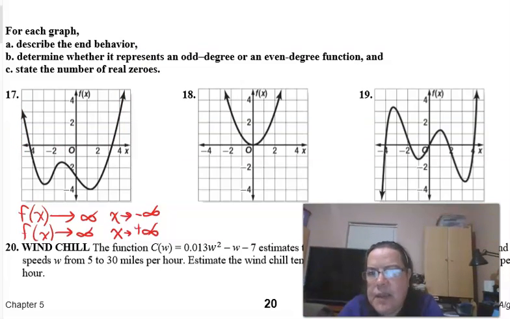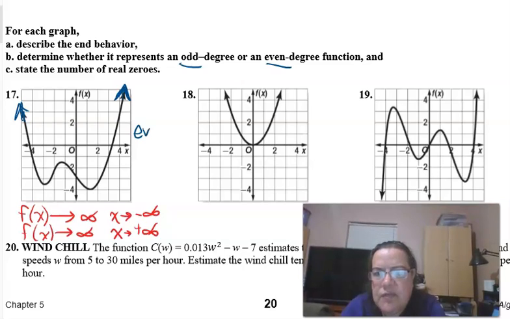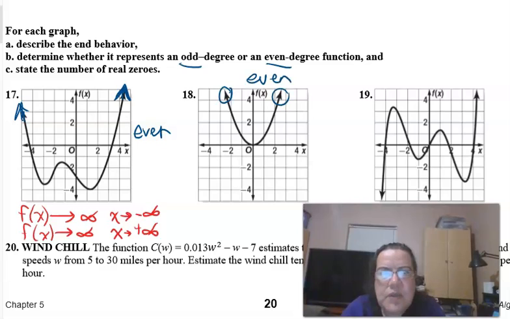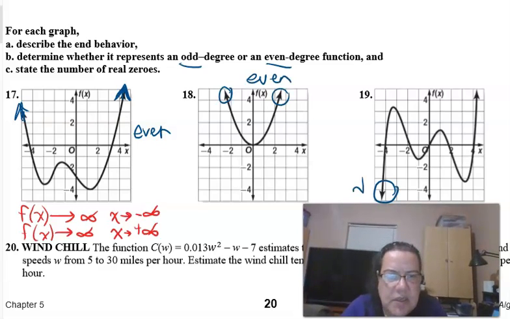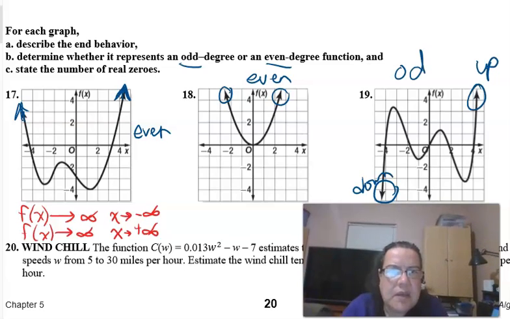Now let's look at part B. B says to determine whether it's an odd or an even function. It looks like the end behavior is they're both going up. If they're both going up, then this would be an even function. If you notice, this would be an even function too. This one is going down, one is going up, then you would call this an odd degree function.